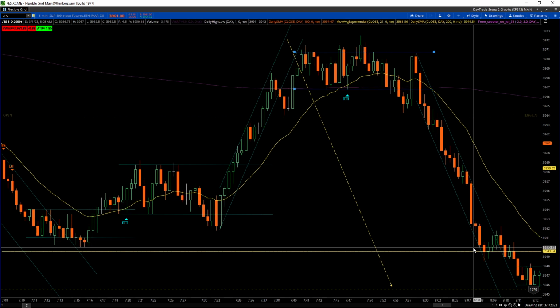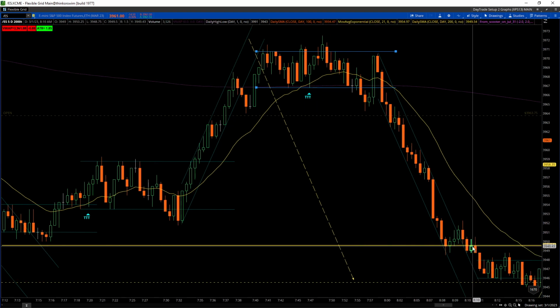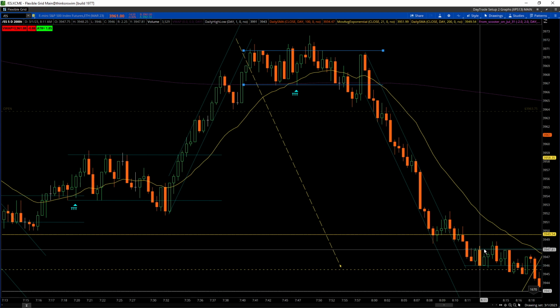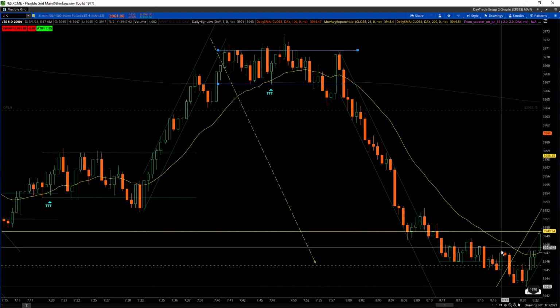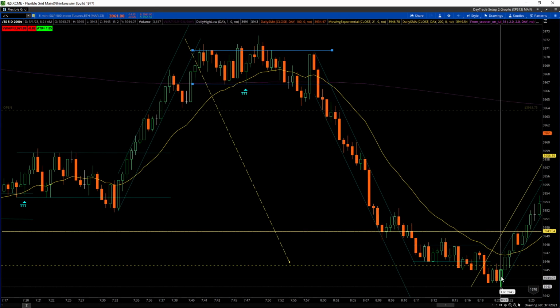Prices continue moving down. Creates a new trading range here. It's a pretty short one. It makes a new low. You don't know this is going to be the low of the day.